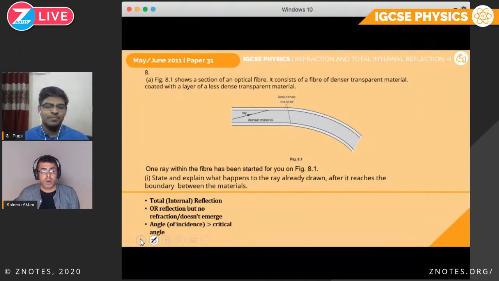Okay? Where does this happen? When the angle of incidence is greater than the critical angle. Because look, guys, they wanted you to state. So for me, I would go total internal reflection. And they want to know why, because the angle of incidence is greater than the critical angle. That's the only reason. There are no other reasons.